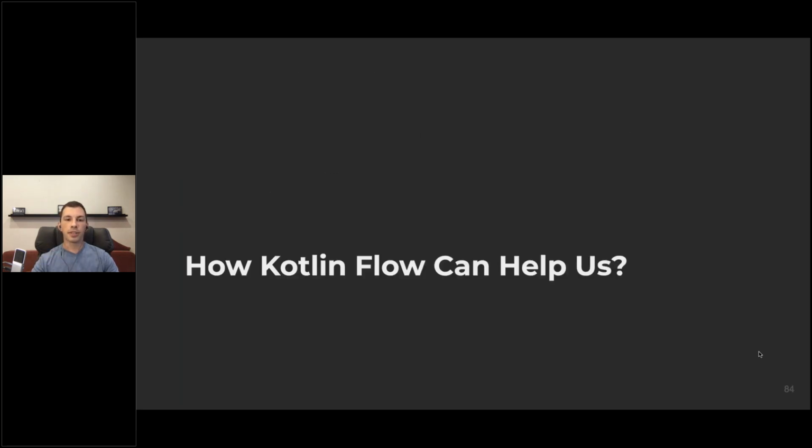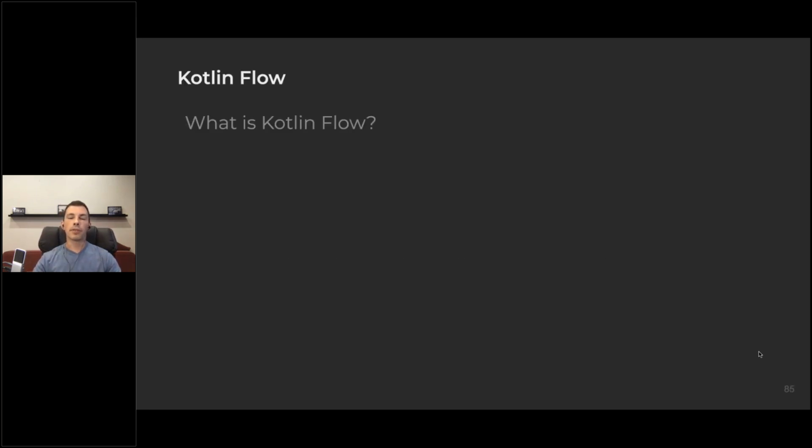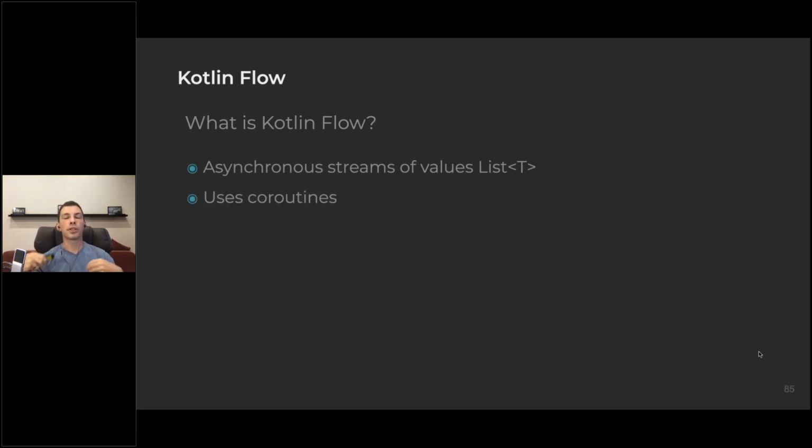Can we use something better in our domain layer? Because of all these limitations, unfortunately, yeah, we can use Kotlin Flow, and this solution can really help us. Before we start, let's recap our knowledge about Kotlin Flow. What exactly is Kotlin Flow? First of all, it is an asynchronous stream of values. And for these asynchronous streams, we use coroutines, which is quite useful.